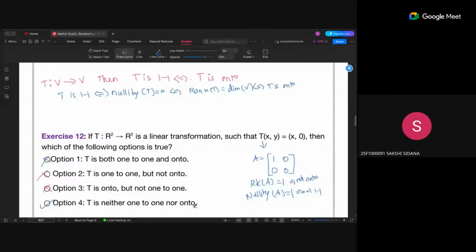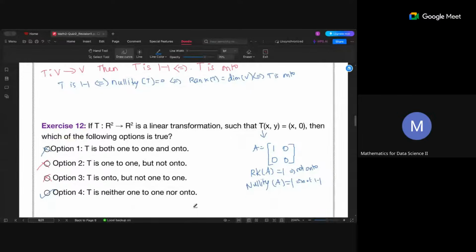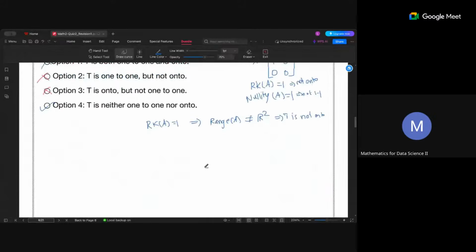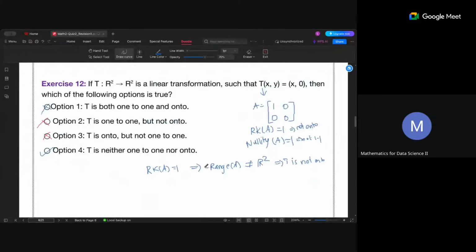If rank is 1, how is it not onto? If rank is 1, what is your range? Can your range be the entire R2? No. If it is not the entire R2, can it be onto? No. I hope this problem is clear for everyone. Shall we move on?